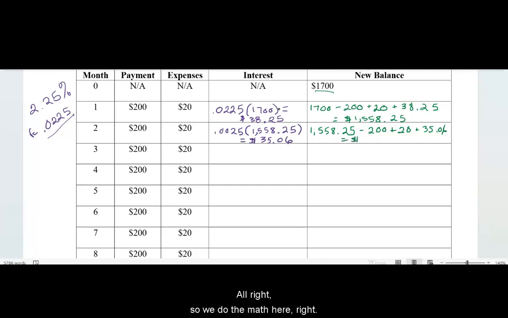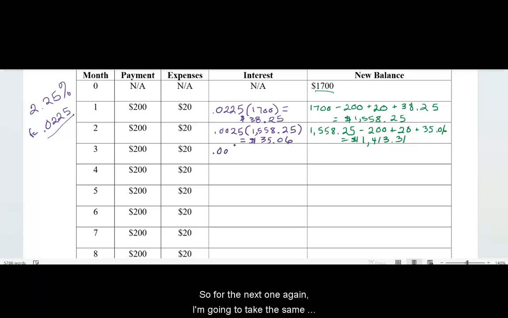All right, so we do the math here, right? Do some algebra in your calculator. And what we should get for the new balance is $1,413.31. And you would keep doing this. We'll do this one more time, but again, you keep doing this.